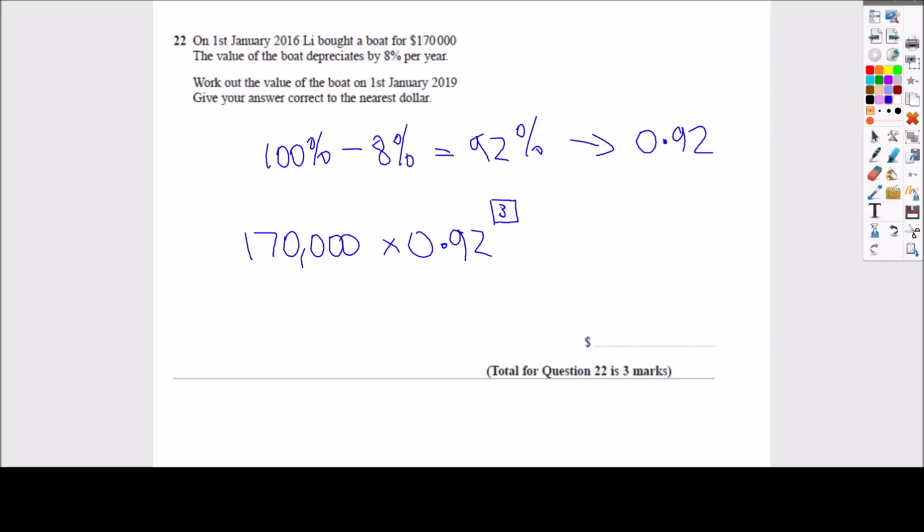So simply put into your calculator 170,000 multiplied by 0.92, so I'm going to use the x and the white square button here, to the power of 3. Okay, so 170,000 times 0.92 to the power of 3, and that gives me $132,376.96. So answering the question to the nearest dollar, that's 132,377.